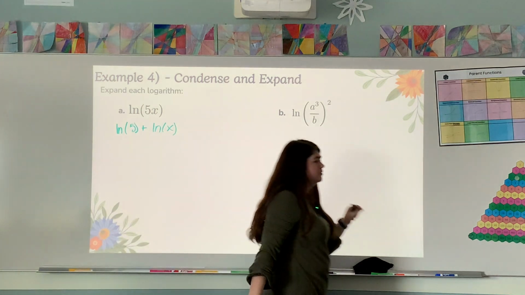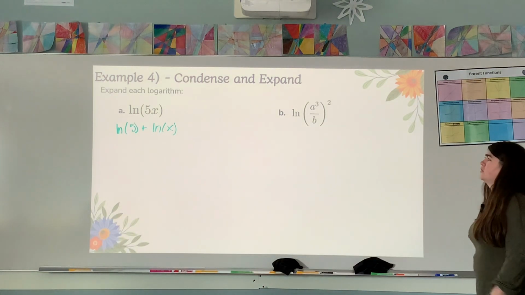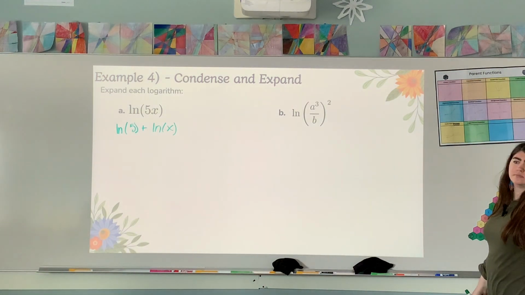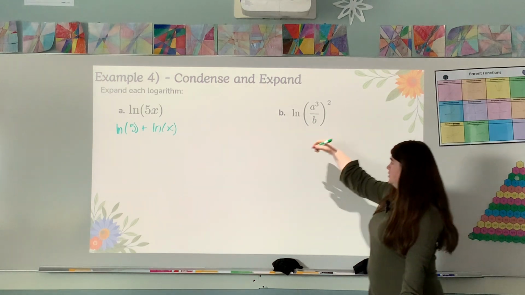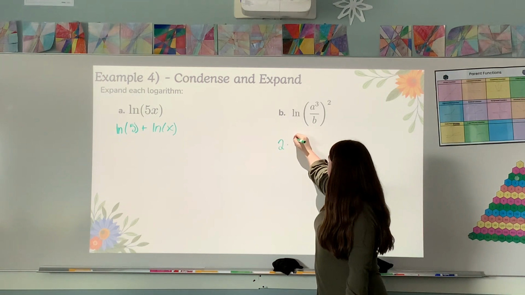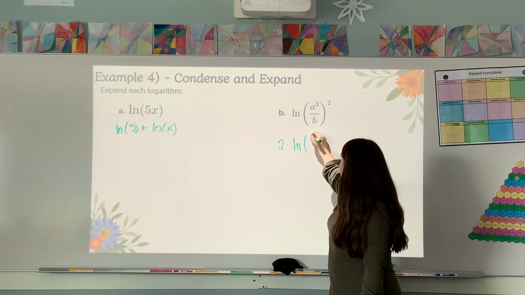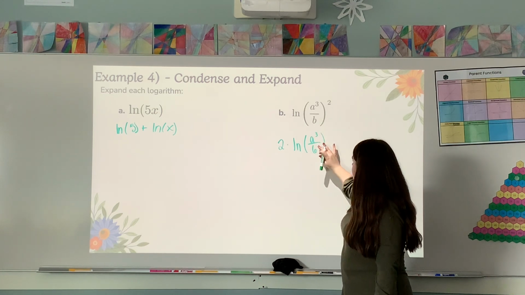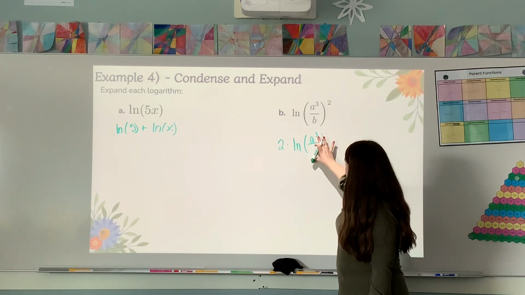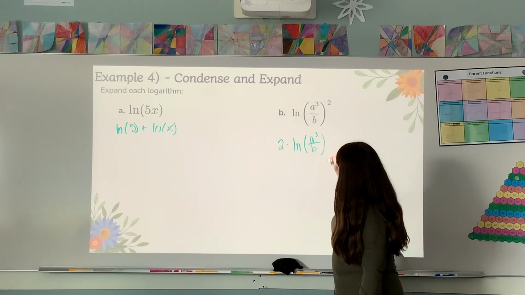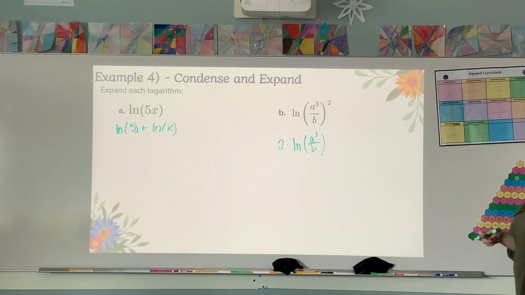Part B, there's a little more here. What's the very first thing we can do? Put the 2 out front with multiplication. So 2 times the natural log of a to the power of 3 over b to the power of 6. Okay. Now what can we do?